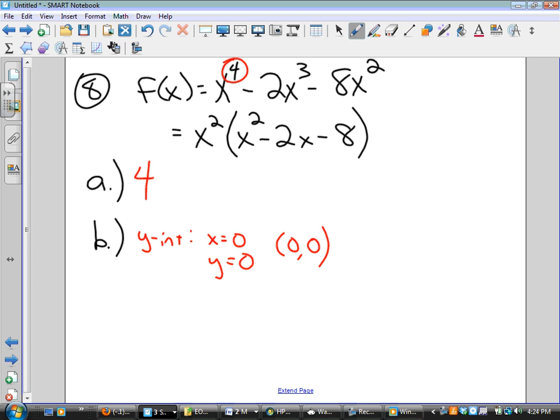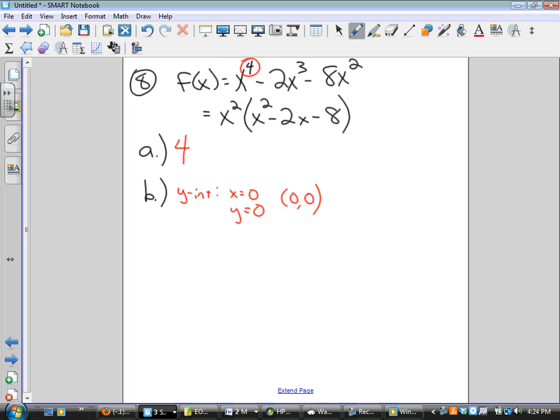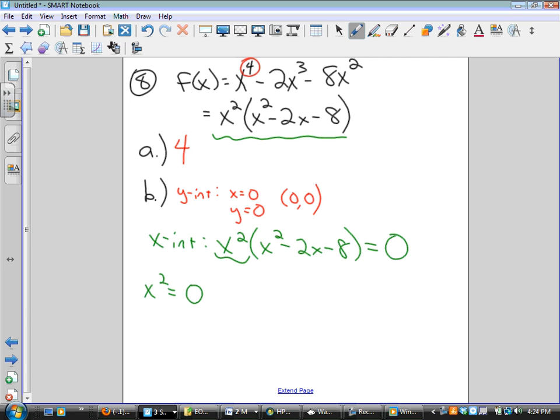Okay, the x-intercept, slightly more complicated. To find the x-intercept, we have to set the entire function equal to 0. And so that's why factoring kind of helps us out, because then we can use the zero product property. Okay, so x squared times x squared minus 2x minus 8 equals 0. Easy part here is x squared equals 0. That's a double root. So we have two things here, x equals 0 and x equals 0. So that's one of our x-intercepts, is x equals 0.